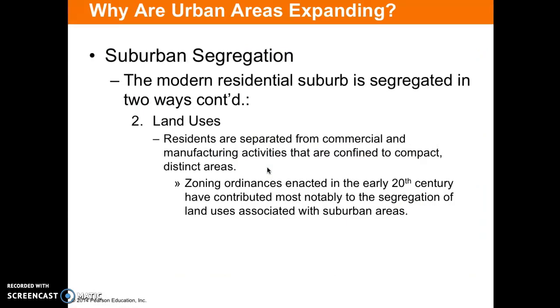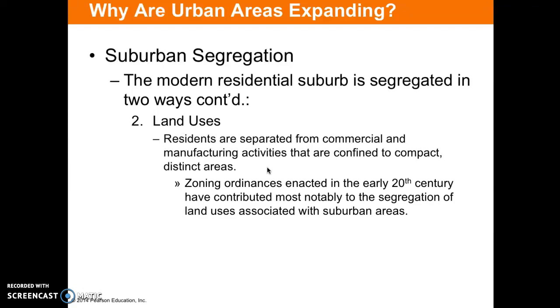We also have residential suburbs segregated in the way we use the land. So residents are separated from the commercial and manufacturing activities. You'll find that manufacturing activities are confined to compact, distinct areas. And there's usually commercial areas, and there might be more than one within your city or suburb. So we have different commercial areas located in Boynton Beach.